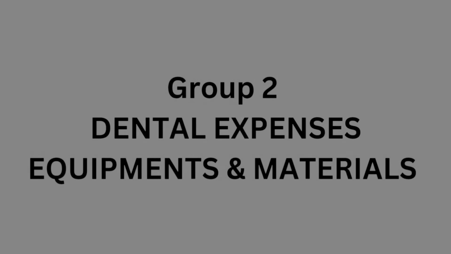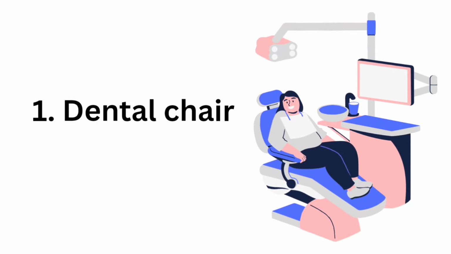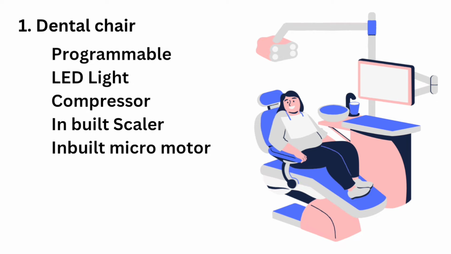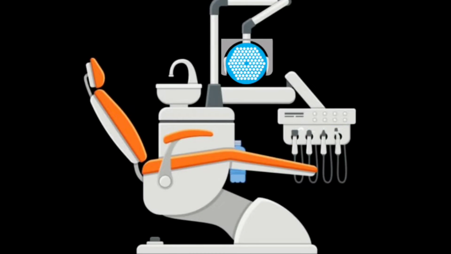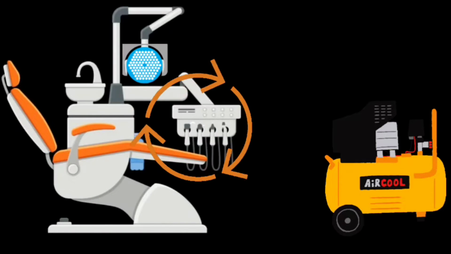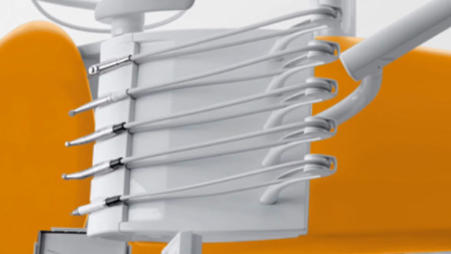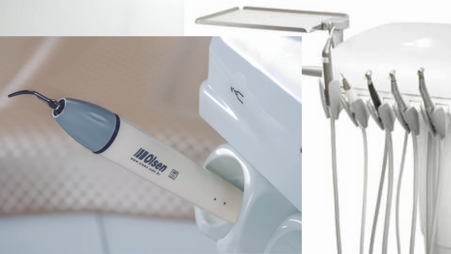So number one and major expense is definitely going to be the dental chair. In general, a dental chair which is programmable with LED light, which is necessary, along with compressor, inbuilt scaler, inbuilt micromotors. These are necessary things. Doctors, please do get dental chairs which have inbuilt scalers and inbuilt motors. They give an elegant look to your dental chair.